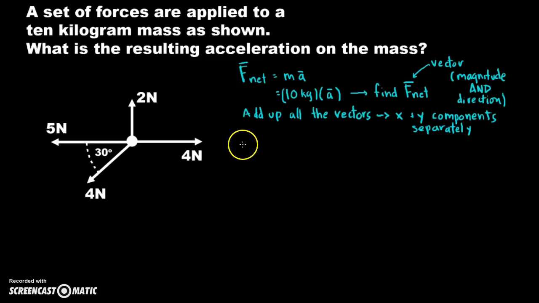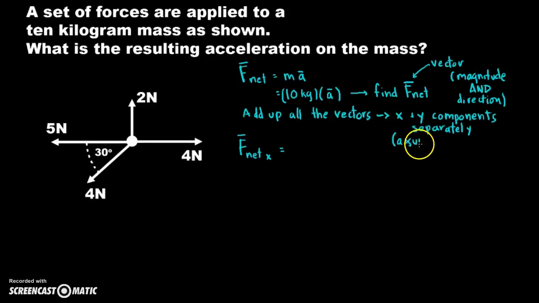So let's look at F net x, the x components. So what do I have? I've got a 4 Newton and I've got a 5 Newton. But the 5 Newton is going to the left and the 4 Newton is going to the right. So right away I have to decide which direction is positive. So I'm going to, let me see over here, I'm going to add this.